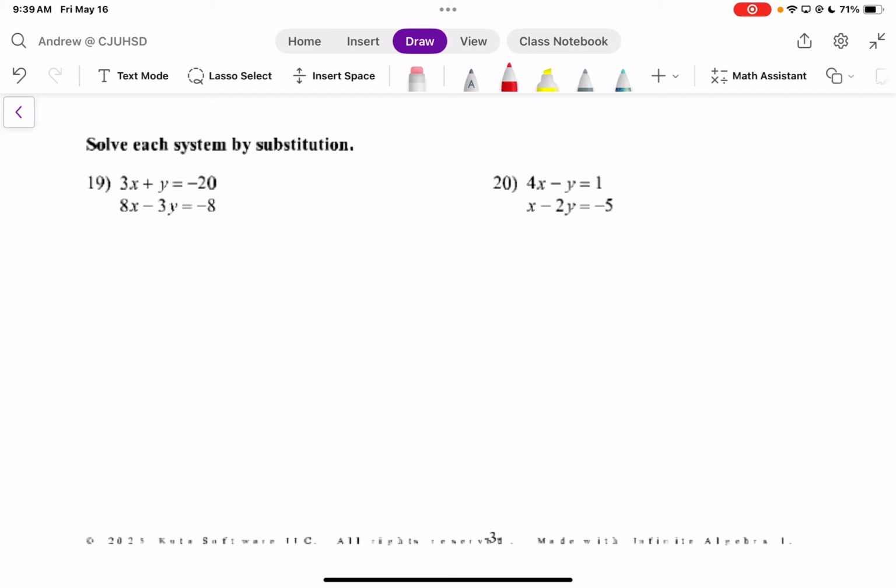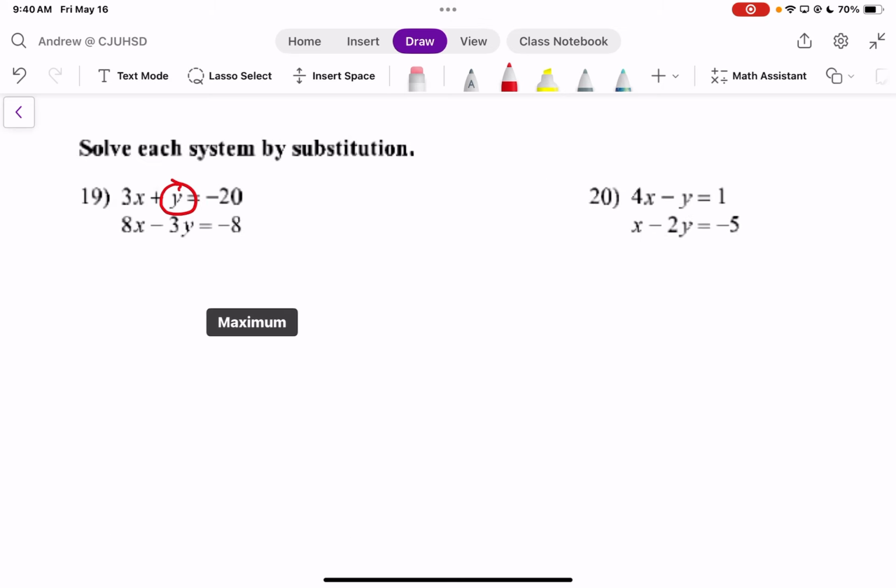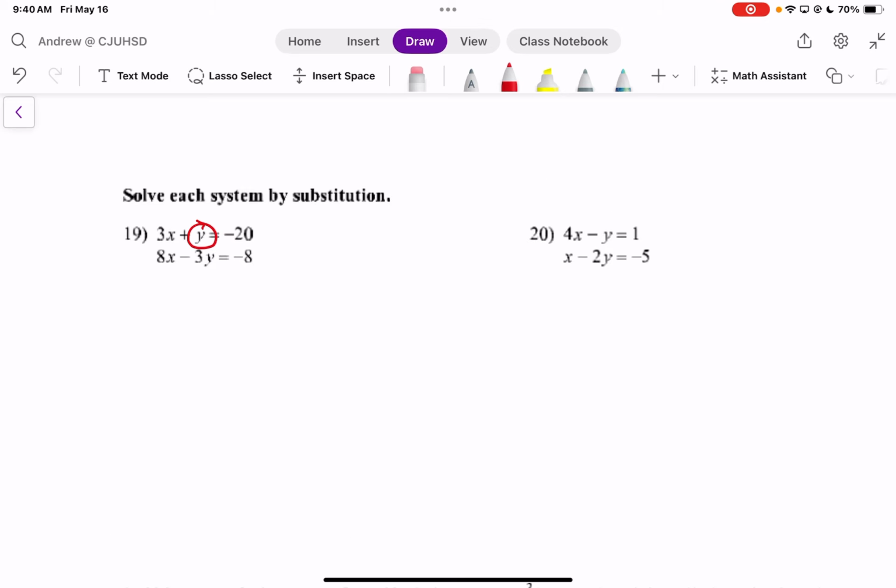Okay, solve by substitution. Now, on a multiple choice test, that would look like, here's the system, here's 4 points that it could possibly be. So remember, if we don't have it solved for y on one of these, we have to choose one of them. I would go for this one right there. I would solve for that y. And by moving the 3x over to the other side, you're going to get y is -3x plus 20. Take that expression and put it into the other equation.